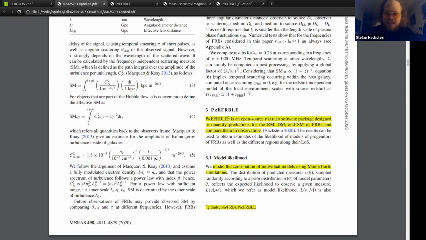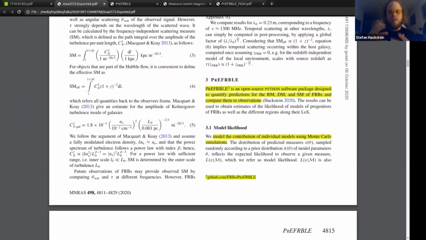So yeah, as I said, for this we use a Bayesian framework, which is put together in a Python software package. Here you can find the GitHub link for this. And here I now shortly go through the way of how this actually works. Basically we take models for all of the regions along the line of sight. We first look at an individual model and perform a Monte Carlo simulation in order to estimate how likely we see different values contributed from these regions.